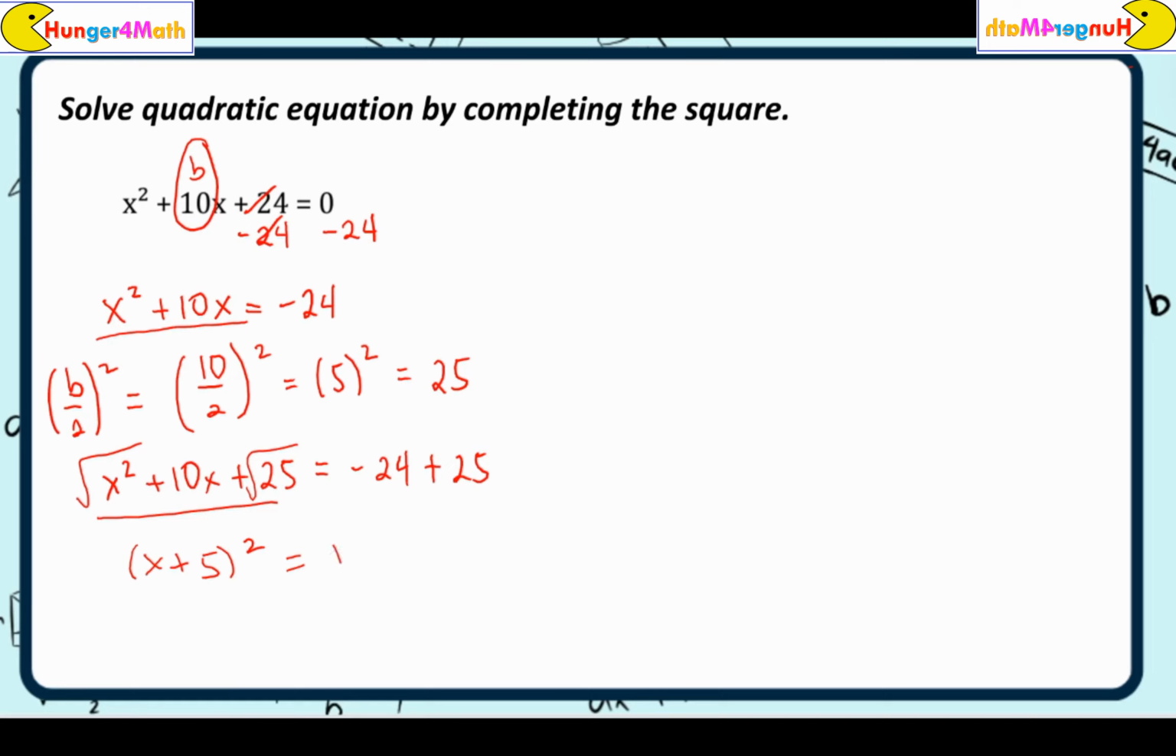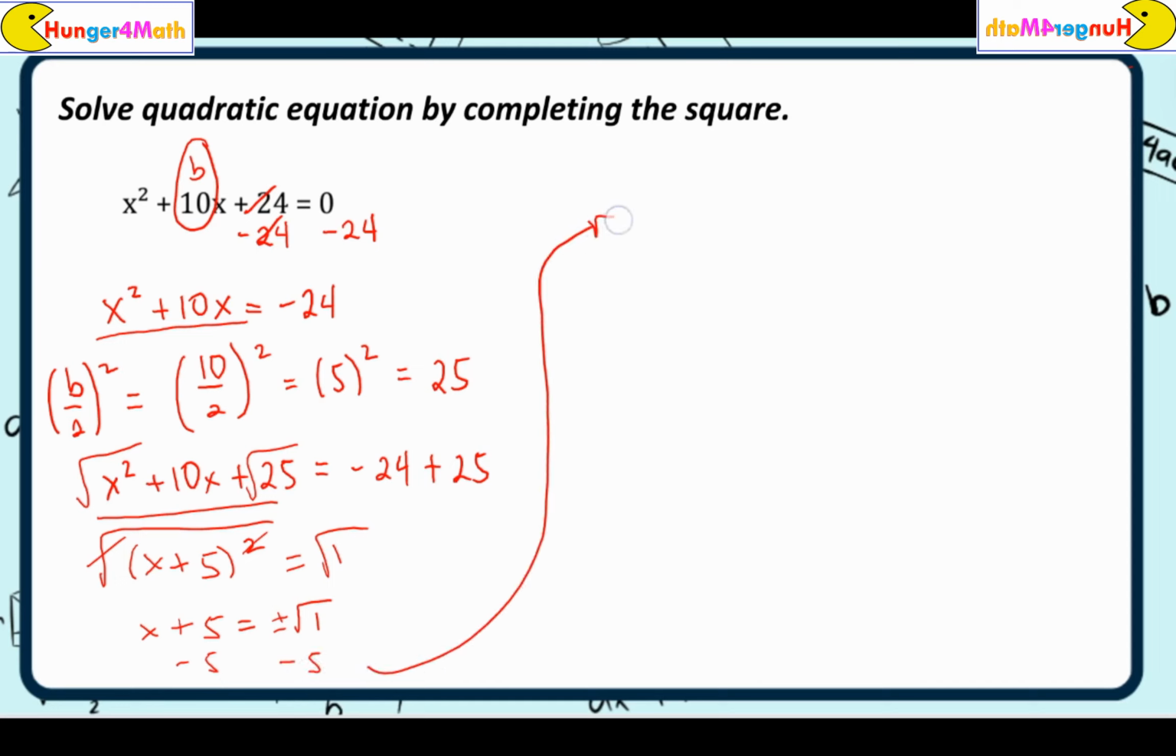So let's solve for x by square rooting both sides of the equation. So we can cancel this out. x plus 5 is equal to, since we square root, plus minus square root of 1. And then minus 5 for both sides. Let's continue over here. So x is equal to negative 5 plus minus square root of 1 is 1.